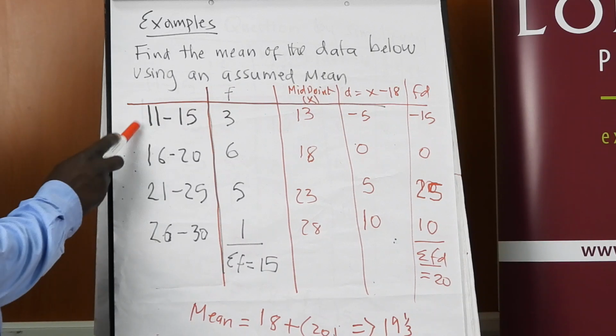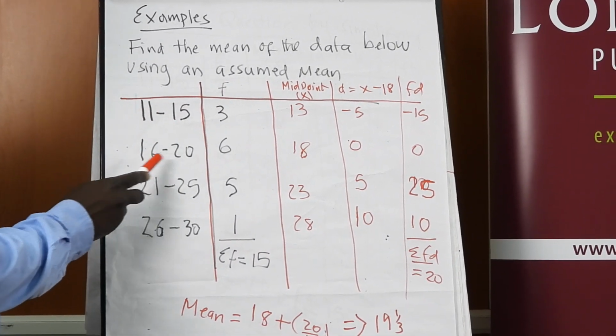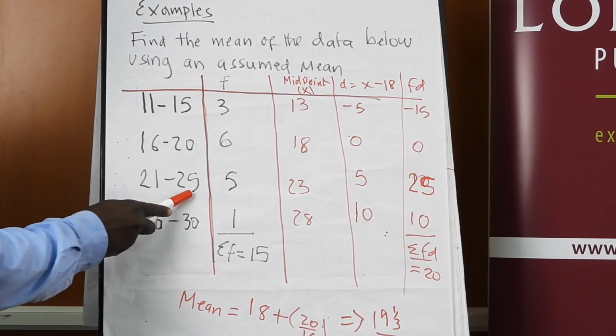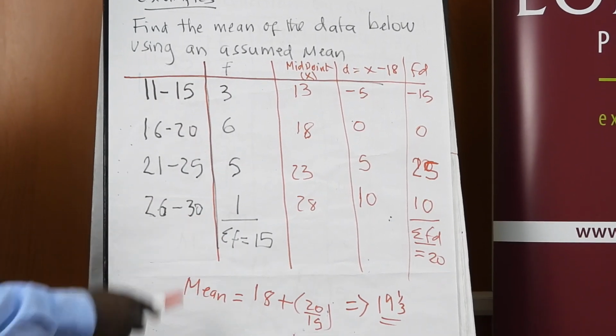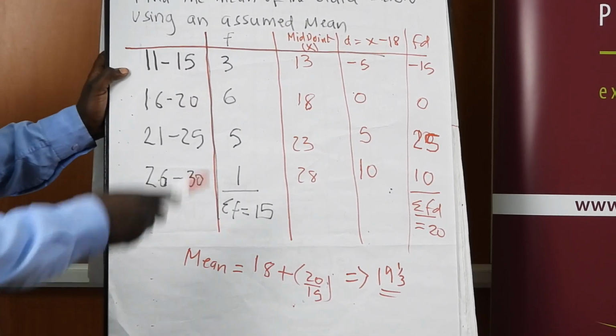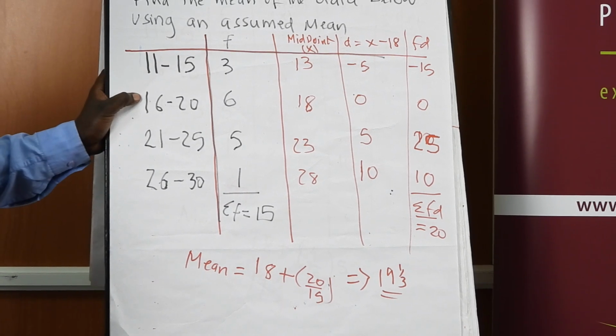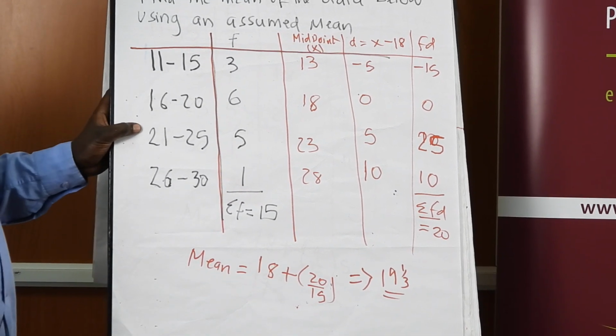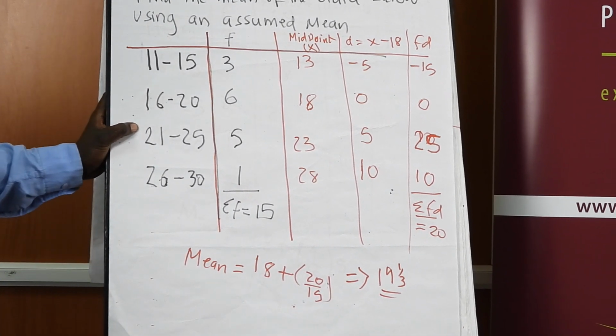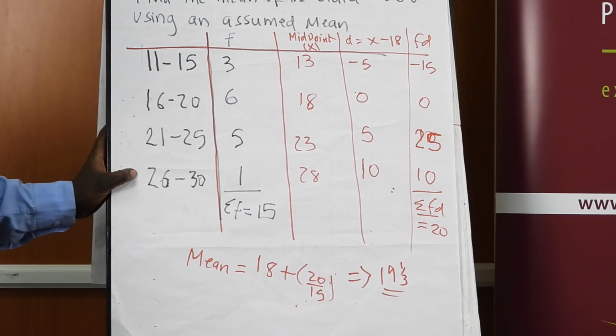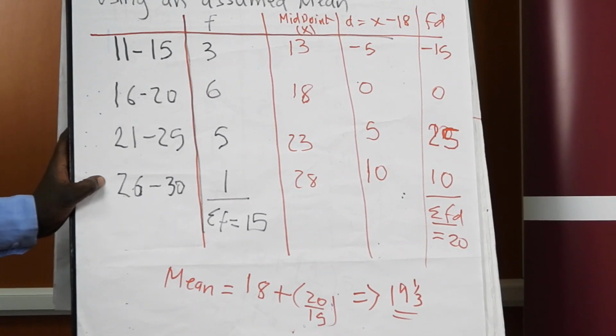So the data, we have 11 to 15, 16 to 20, 21 to 25, 26 to 30. For 11 to 15, the frequency is 3. 16 to 20, the frequency is 6. 21 to 25, frequency is 5. Then the last class, 26 to 30, the frequency is 1.